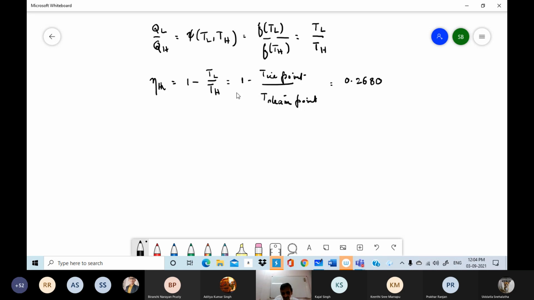So from this, we know the value of TL by TH. It still doesn't give us a unique value for TL or TH. So then we need something more. That something more we define to be the interval. So we define it to be the scale for the temperature.